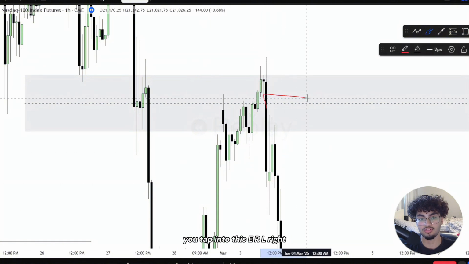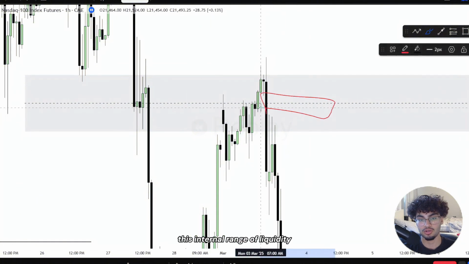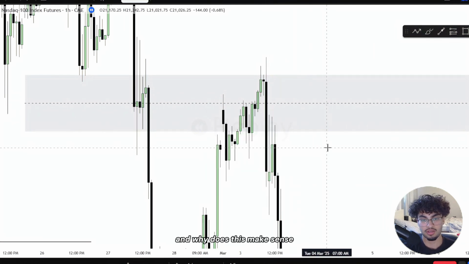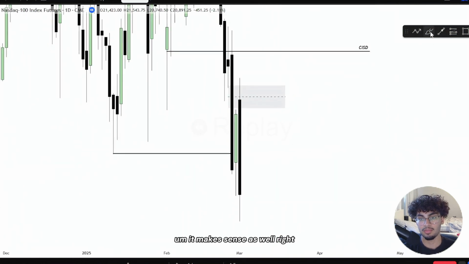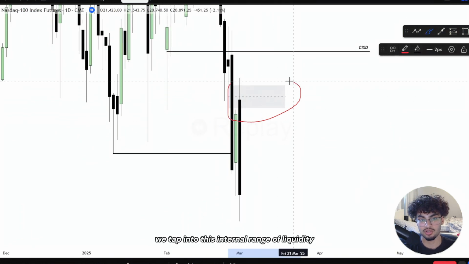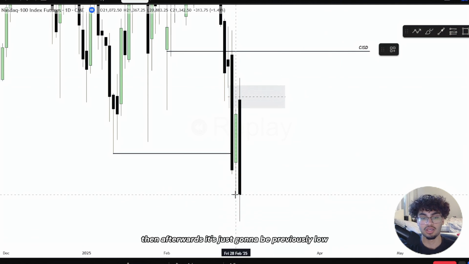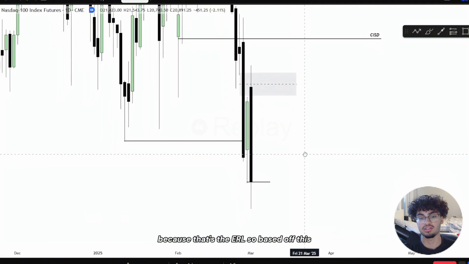You tap into this ERL, right? This internal range of liquidity. We probably have some sort of SMT, and then we get that dump. And why does this make sense? It makes sense as well, right? We tap into this internal range of liquidity. And what is the drawn liquidity going to be then afterwards? It's just going to be previous day low because that's the ERL.